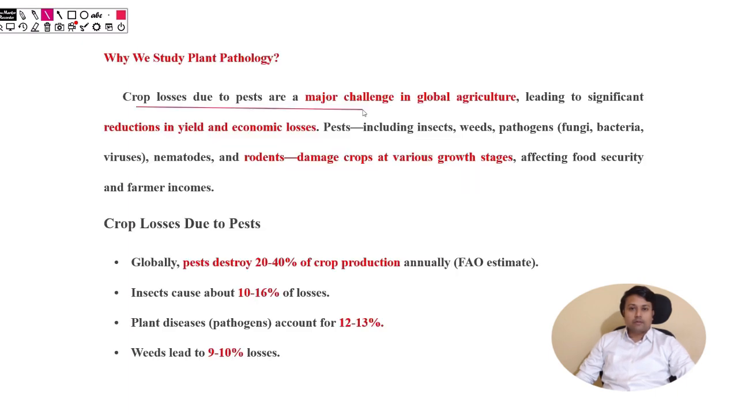Crop losses due to pests are a major challenge for food production. Pest attacks occur at various crop stages and cause heavy yield losses, which lead to heavy economic losses. These pests include insects, weeds, and pathogens such as fungi, bacteria, viruses, nematodes, and some rodents such as rats and other animals, which cause losses to the farmers and reduce farmer incomes.